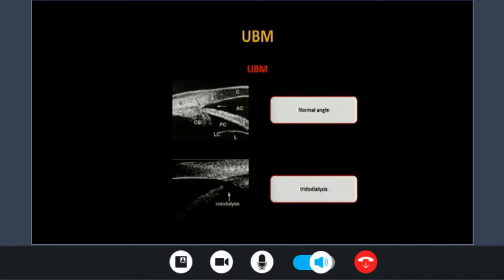UBM can help you as well to evaluate the presence of iridodialysis in patients who are having corneal scar, for example, and that's disinsertion of the iris from its roots.